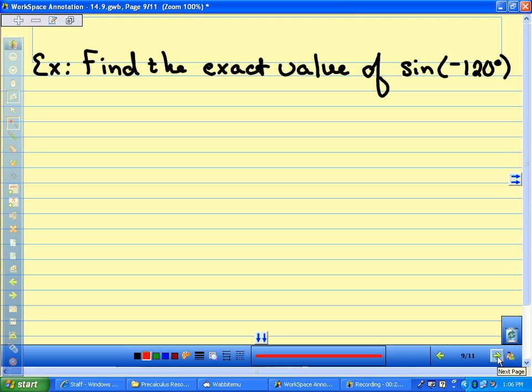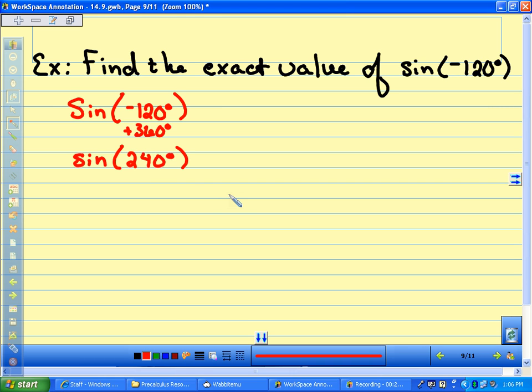Let's find the exact value of the sine of negative 120. Folks, what does exact value mean? Fractions and radicals. No decimals. Stay away from them. Used only as a check. Okay. Sine of negative 120. Do we want to deal with a negative angle? No. So what's the first thing we're going to do with this negative 120? We're going to add 360 to it. So we get then the sine of 240 degrees.